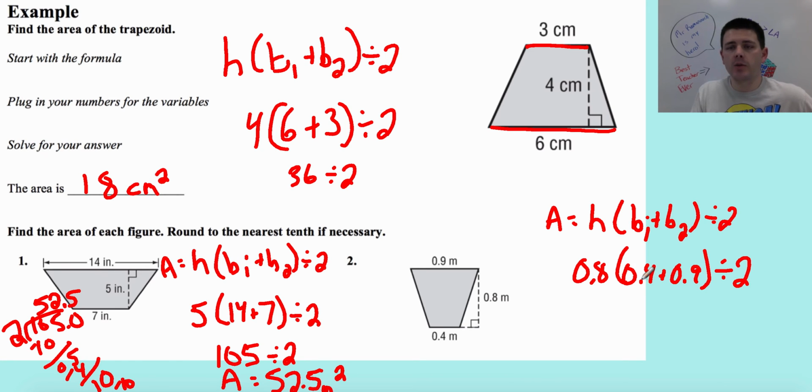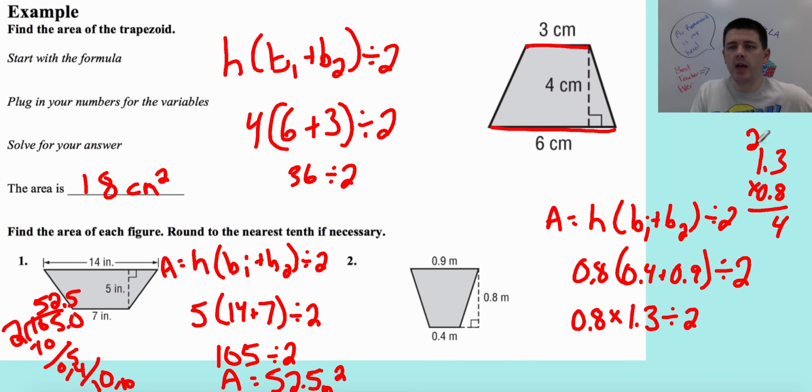So I do my math. 0.4 plus 0.9 is 1.3 times 0.8, and then I'm going to divide by 2 when I'm all done. So 1.3 times 0.8, going to be 4, carry the 2, 8 times 1 is 8, plus 2 is 10. 2 decimal points in the problem, so I've got 2 decimal places in my answer. So I get 1.04 divided by 2.